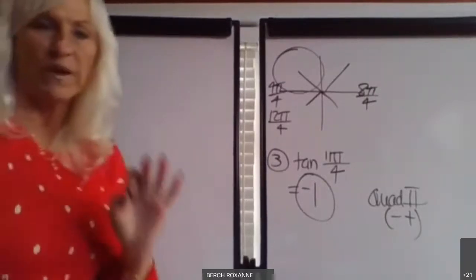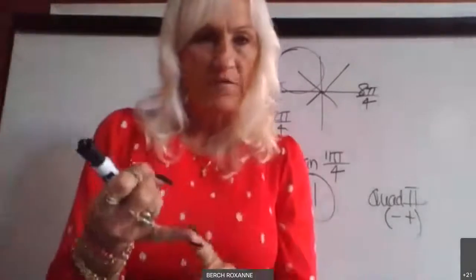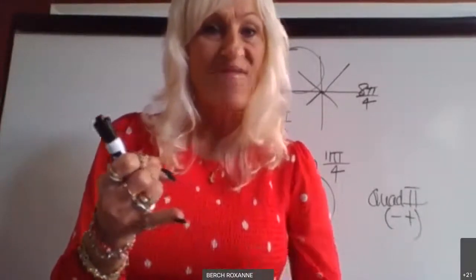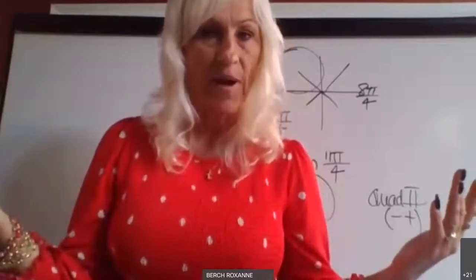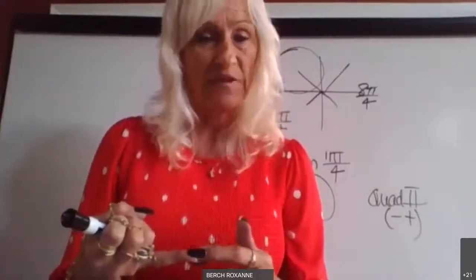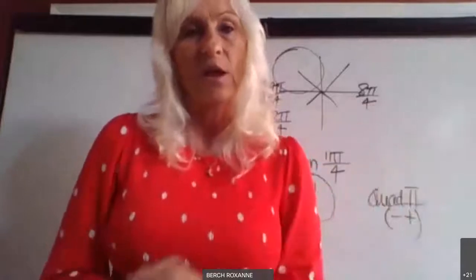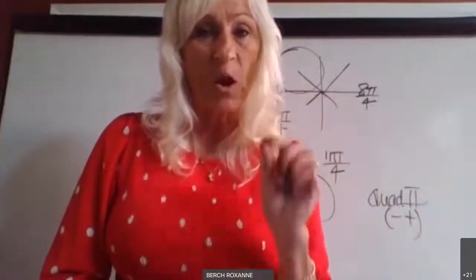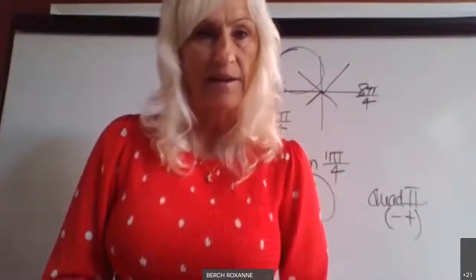So the 3 things you're doing: you're finding a reference angle, which is a positive acute angle in the first quadrant. You're evaluating, and evaluate means find a number, right? You're evaluating the reference angle, and then you're evaluating the actual angle by determining the quadrant of the terminal side.